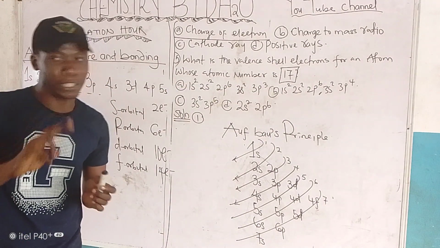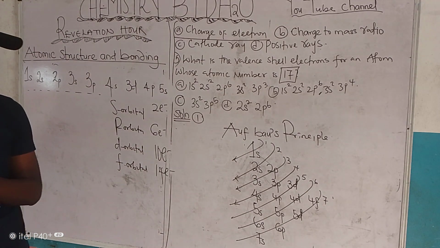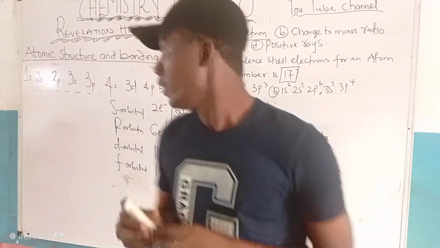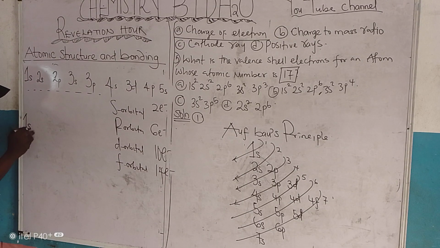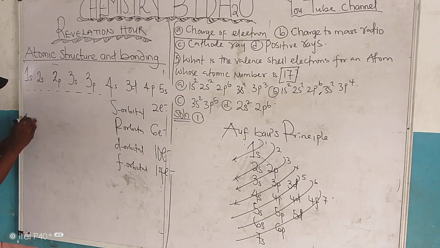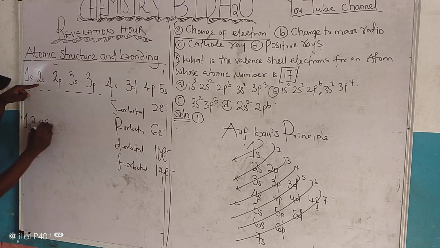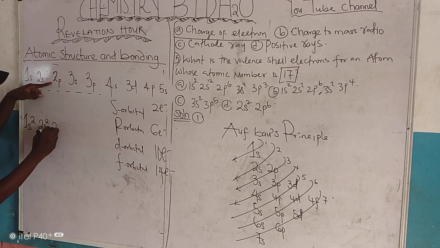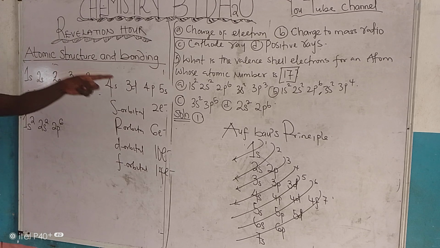Remember, the s can take a maximum of 2, p can take a maximum of 6. Let's quickly do that. If I write my 1s, first of all, I will take 2 electrons from this 17 and put it here, so it will be 1s2. The next orbital will be 2s2, then 2p6. So far, I have arranged 10 electrons and I still have 7 left.